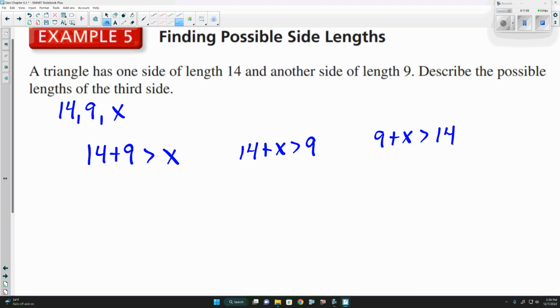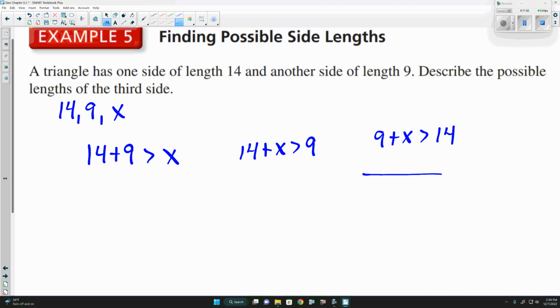So we're solving for it because we want to describe the possible side lengths of the third side. Because there's more than one side length that would work. We want to know the possible range. Now, out of these three statements, one of them makes absolutely no sense. Which one would it be?